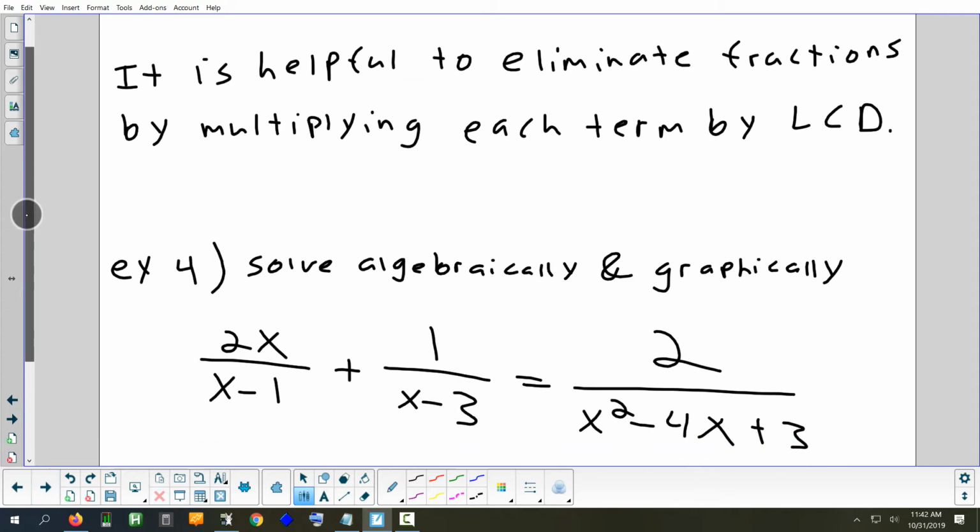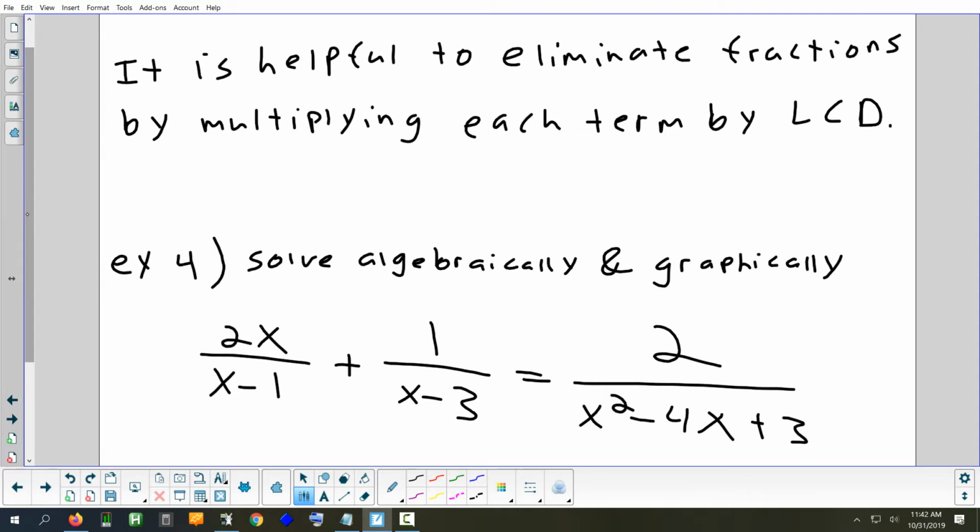So now we're at the example I showed you guys at the beginning of class. We're going to try and solve this equation. But the first thing we're going to do when we solve it is we're going to try to get rid of the fractions. I don't even want to have a common denominator. I want to have no denominator. So we're going to multiply each term by the LCD.